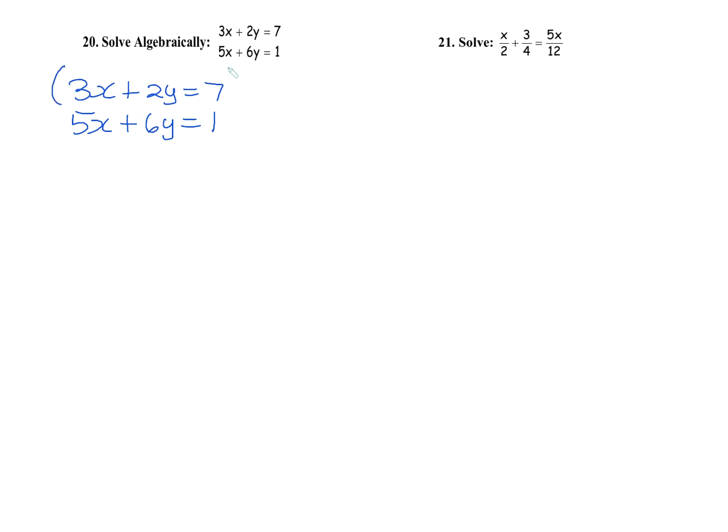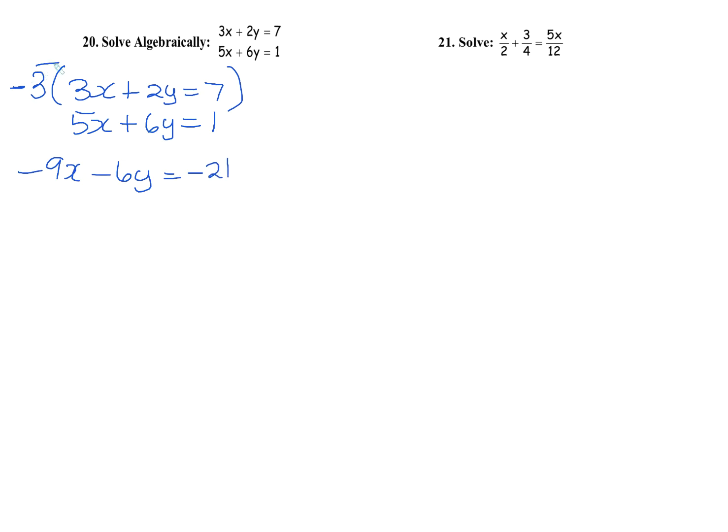Most students usually go for y, so I'm going to do that. First thing I notice is that the signs are the same. In order for me to eliminate the y's, these must be opposite signs. So I'm going to put a negative here, and then this is 2. Can I make it a 6? Yes, I can, by multiplying by 3. So I'm going to multiply. That would give me negative 9x minus 6y equals negative 21.